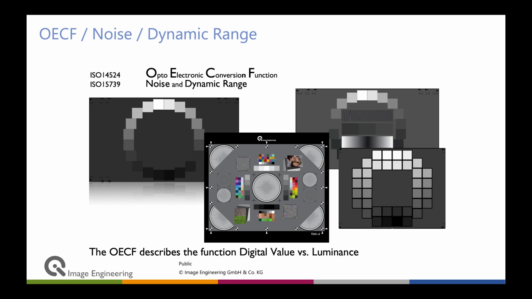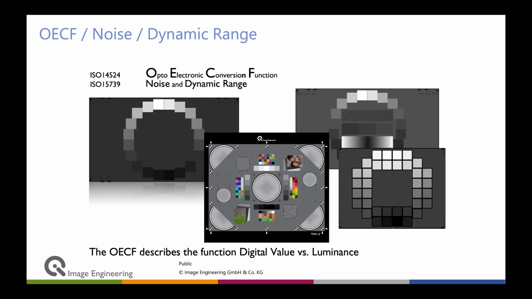So OECF, what does it mean? It's basically a function of digital value versus luminance. So we use a test target that provides different luminances to the camera and then check how the camera reproduces these luminances, or how the camera converts these luminances into digital values, and that is the OECF function.